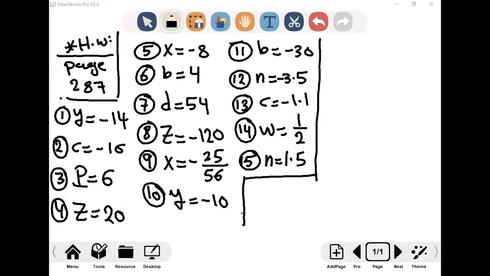Okay, so these are the key answers of the homework, page 287. Check your answers quickly. We will continue on lesson 2, solving two-step equations, Px plus Q equal R.